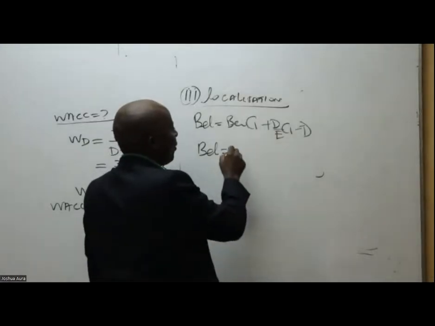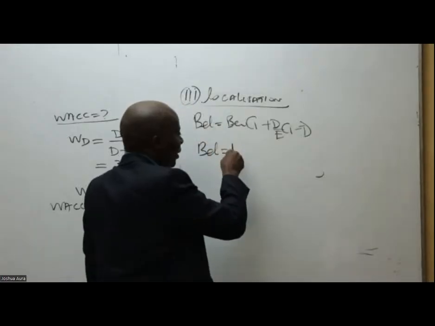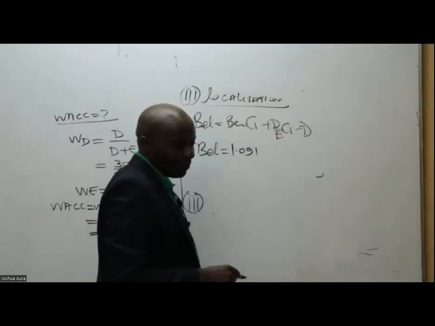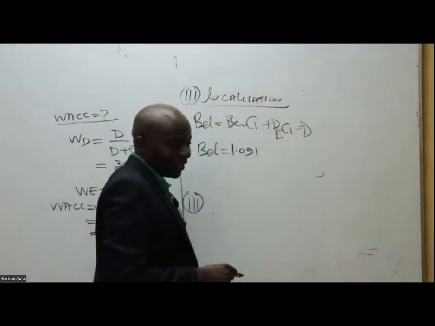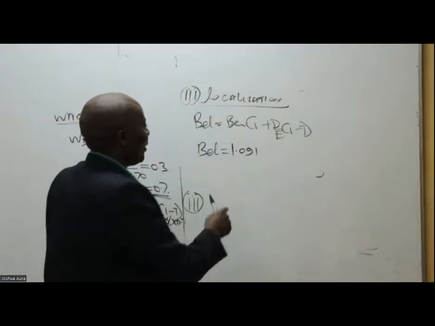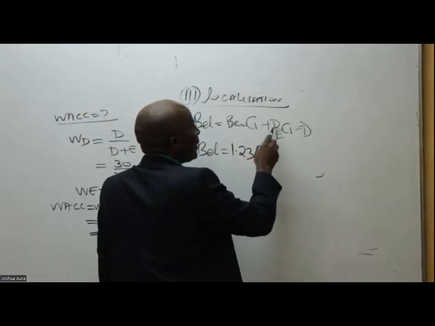So what is our BEU, very fast? 1.091. What is our BEU, somebody? The one that we got up there was 1.23, into 1 plus debt over equity.